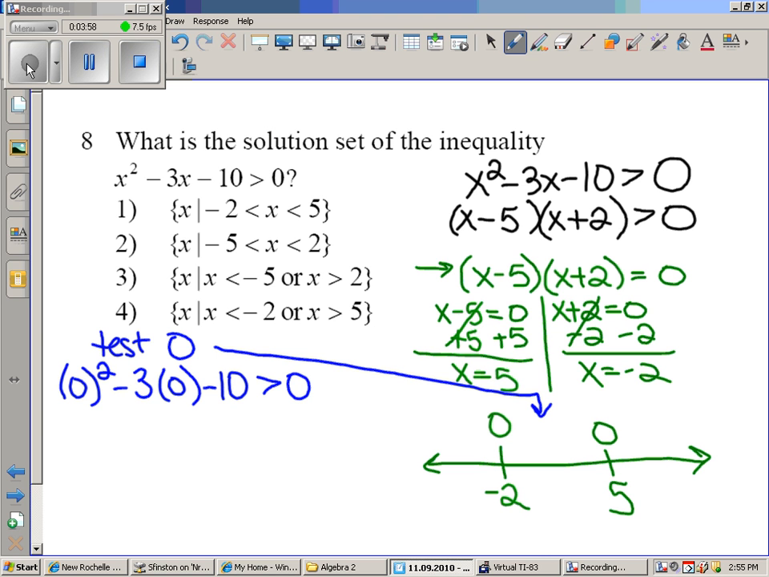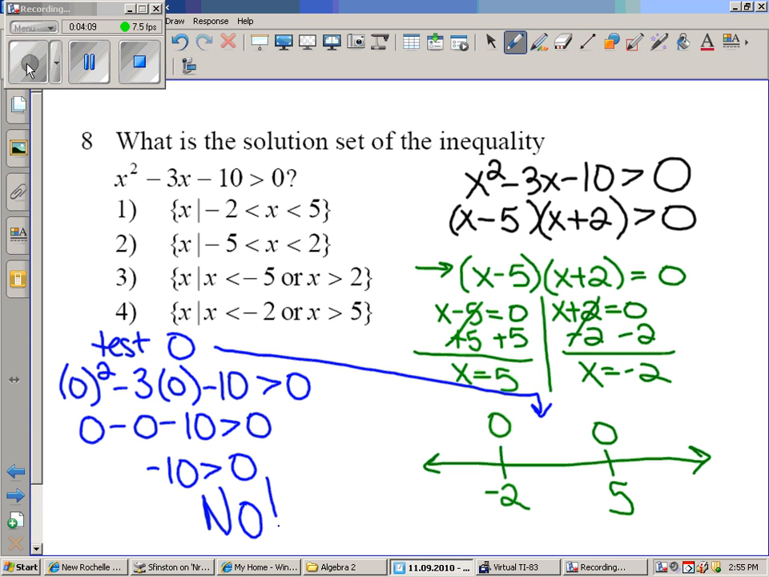So let's see. So that's 0 minus 10 is greater than 0. And we get, is negative 10 greater than 0? No. Absolutely not. So we shade away because this area does not work.